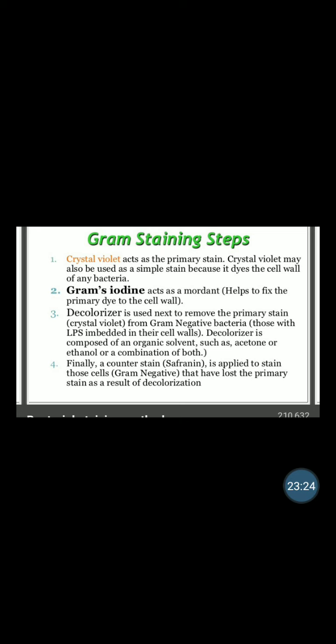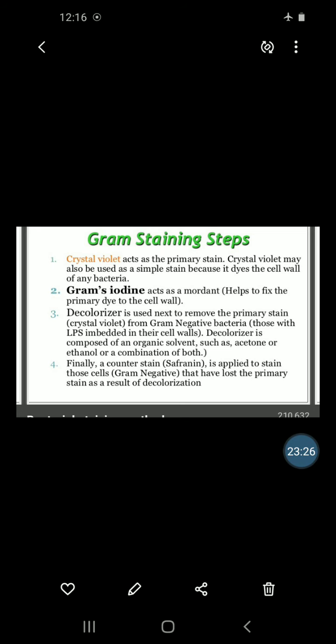Next, the decolorizer is used to remove the primary stain, that is crystal violet, from Gram negative bacteria, that is those with lipopolysaccharide embedded in their cell wall, that is LPS.